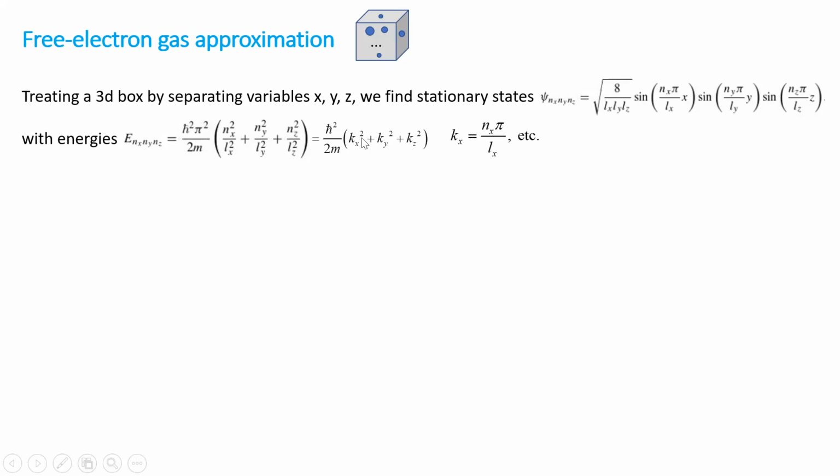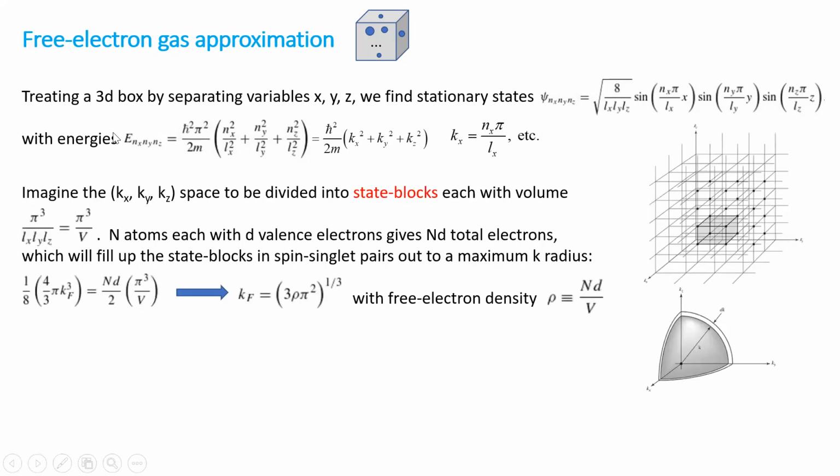So how do the electrons fill up these energy states? Well, to do that, we imagine the space of Kx, Ky, Kz to be divided up into state blocks. Okay, so a state block is a unit of the Kx, Ky, Kz space which contains one energy state. And each of them would have a volume of, since Kx starts at pi over Lx, and the next value would be 2 pi over Lx, the width of that first state block would be 2 pi over Lx minus pi over Lx, or pi over Lx.